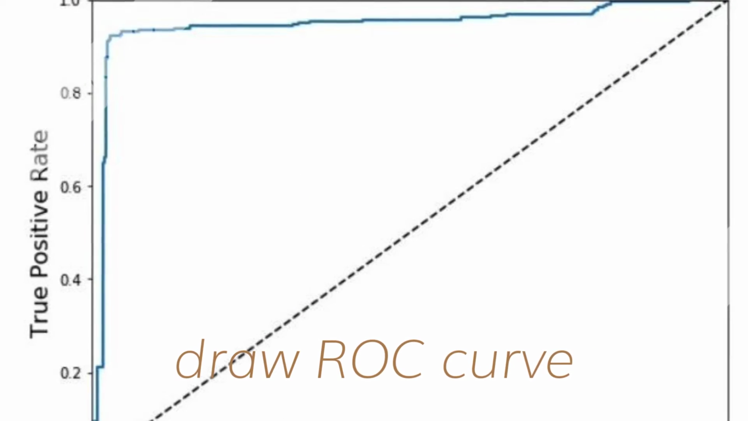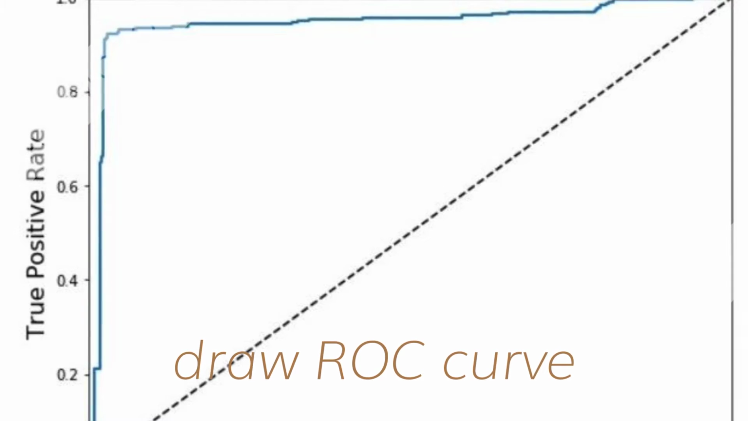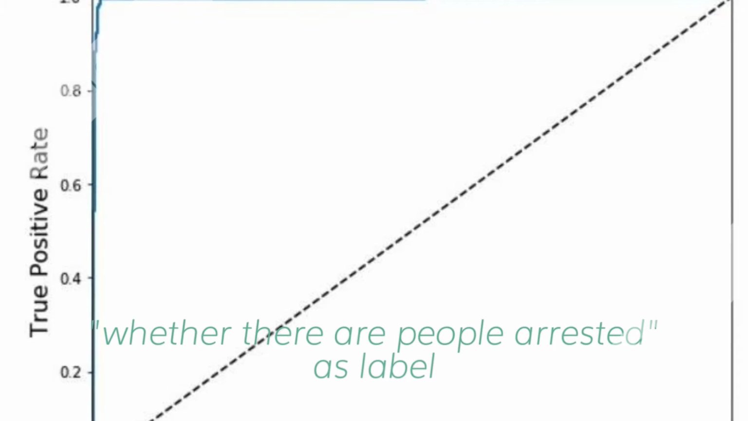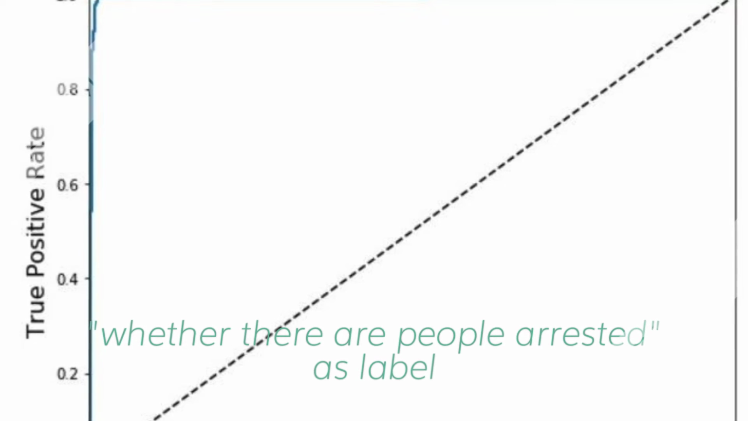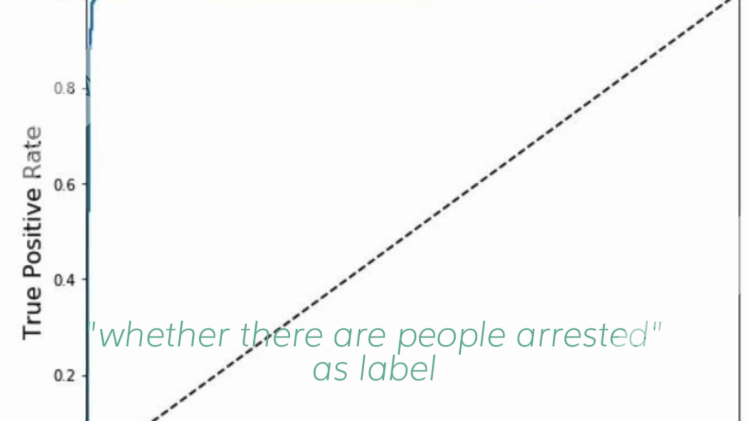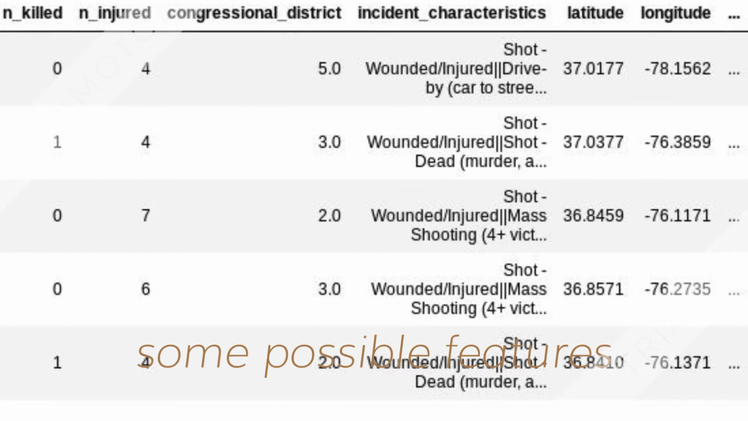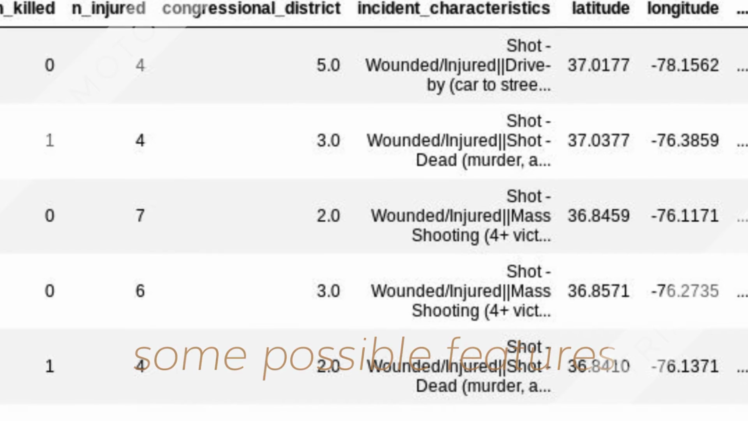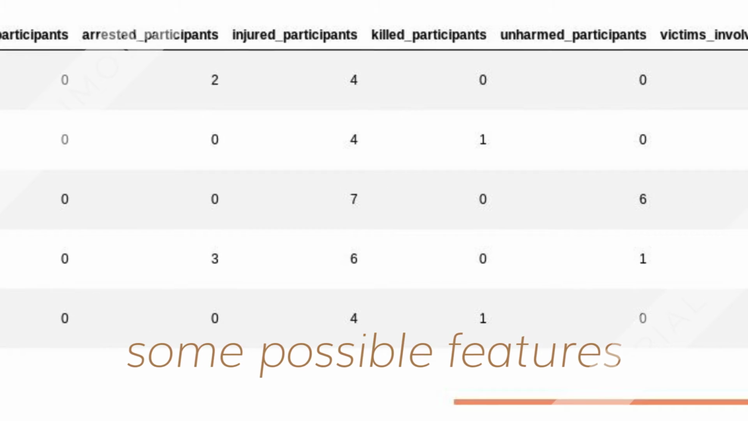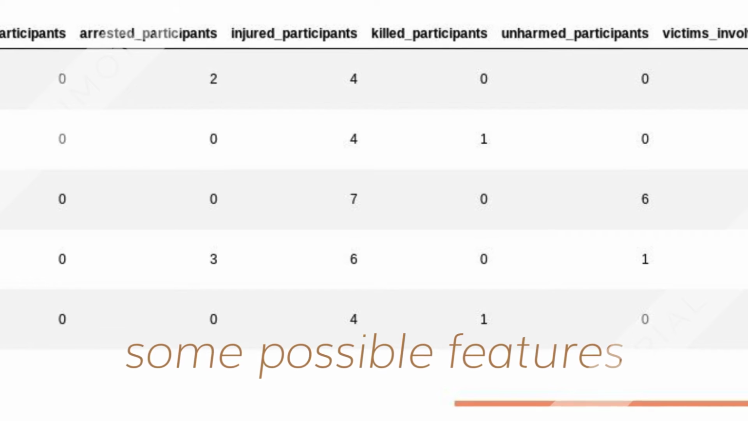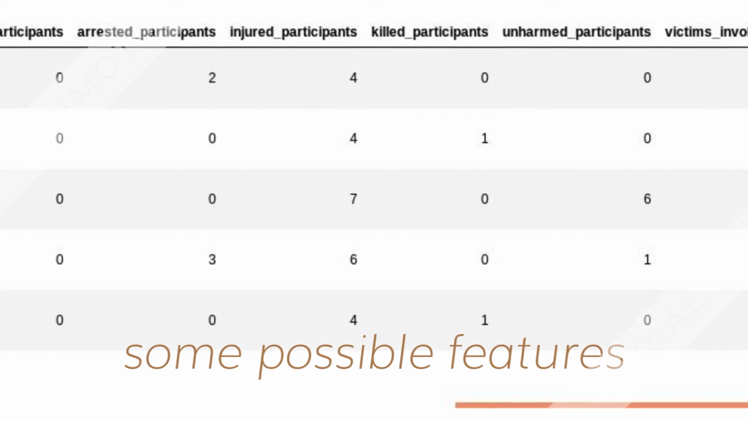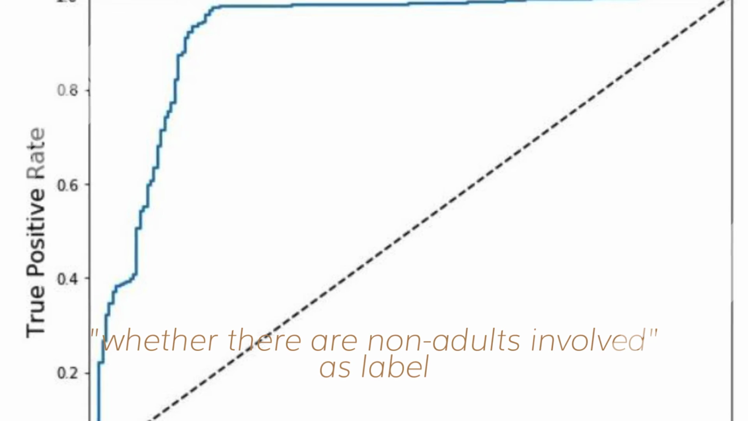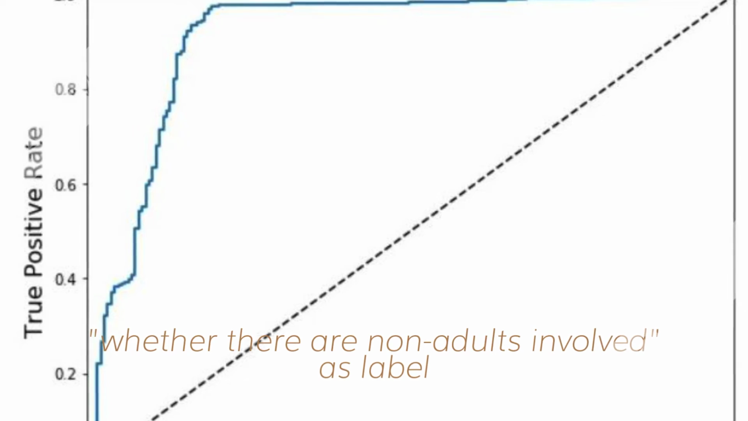We tried using different columns as labels and drew ROC curves to show the results. Some AUC values are rather close to 1, indicating that the label is highly predictable by other columns. For example, whether there are people arrested is highly predictable by other features. This can be a powerful model because when a new incident happens, we can predict whether there will be people arrested by other features of this incident. Meanwhile, some results do not make sense at all.